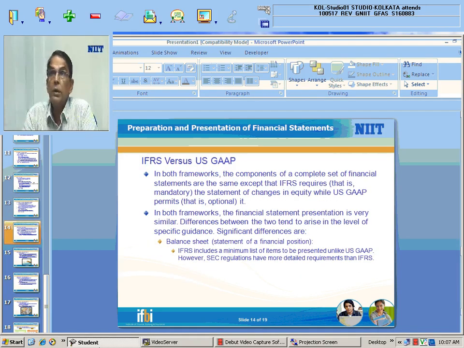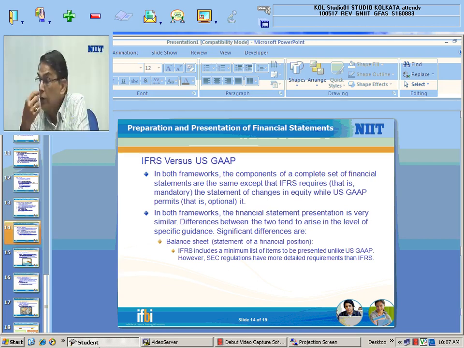Now we'll talk about the difference between IFRS and US GAAP, so far as the presentation and preparation of financial statements are concerned. In both the frameworks, the components of a complete set of financial statements are the same, except that IFRS requires, which is mandatory actually, the statement of changes in equity. For US GAAP it is optional.